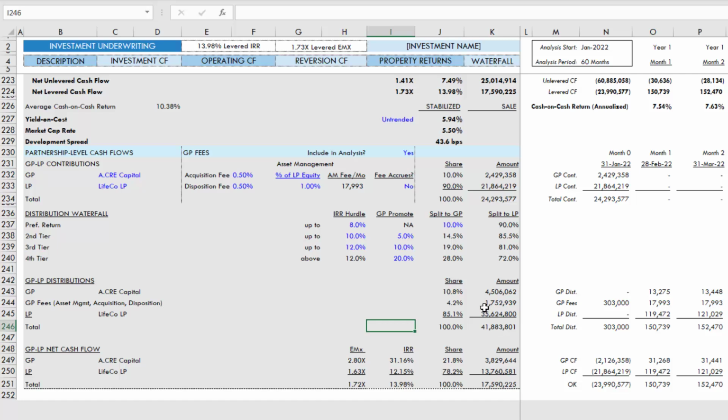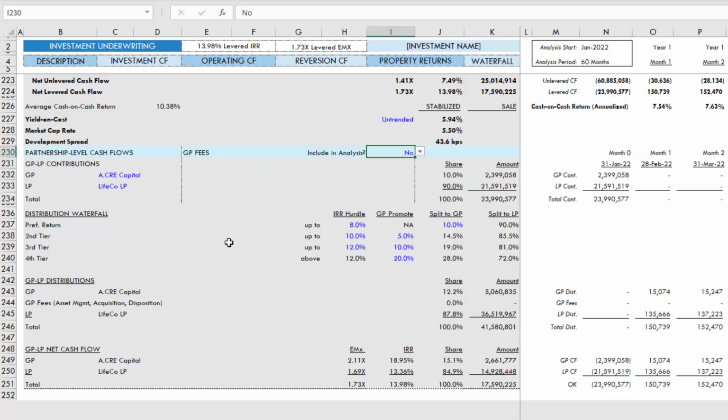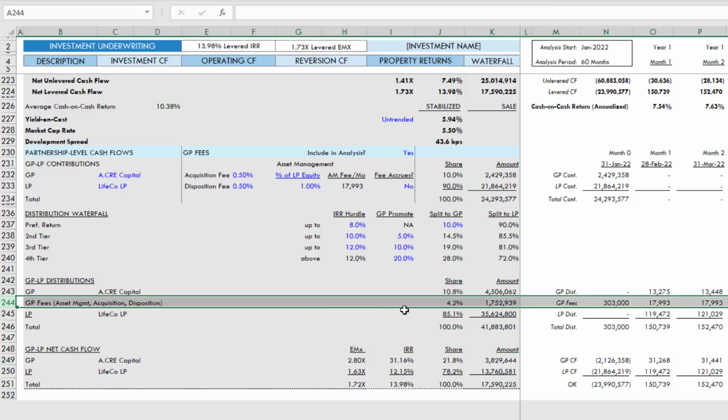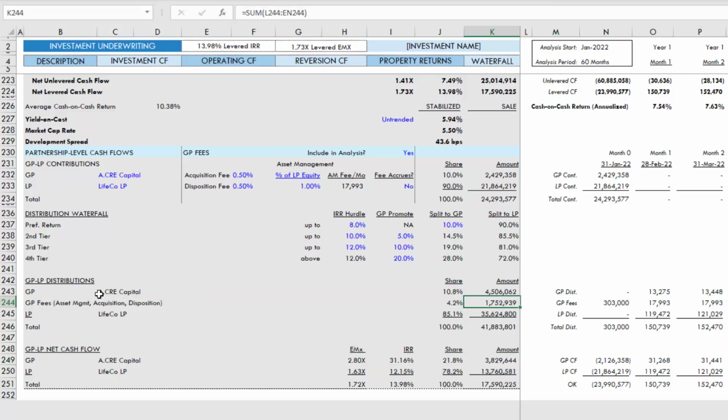Now, finally, what about the GP fees and the inputs around those? That's housed in this section. You first have the option just to turn the fees off altogether. When that happens, you see here 0, or zero is distributed in fees. If we turn it on, the fees are now included in the GP's returns, and you also have the GP fees line here within the GP-LP distributions. And we have an option to include an acquisition fee and a disposition fee. Acquisition fee happening at time 0, disposition fee happening at analysis end.